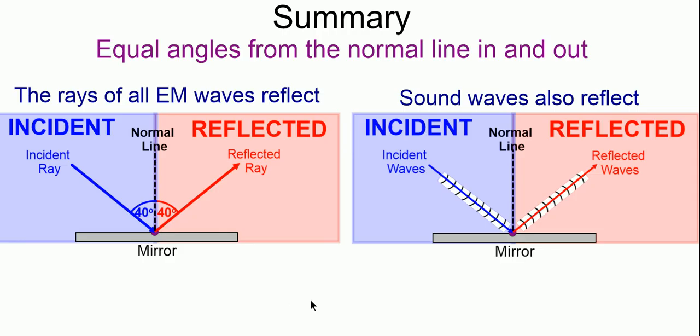All right, that's it. To summarize, really what it comes down to is equal angles from the normal line in and out. We got an equal angle there, 40 and 40. That's the main thing, okay? The incident ray comes in, hits, bounces out, same angle there. These are all EM waves here. The rays of all EM waves reflect. And the last thing is that the sound waves also reflect. These are sound waves. And they work just the same way.